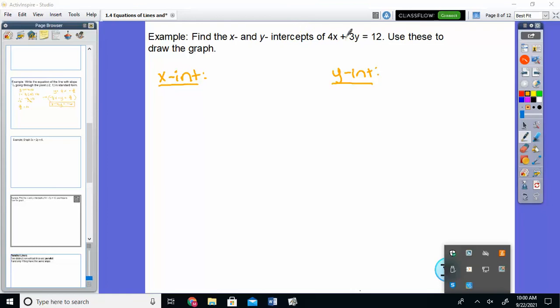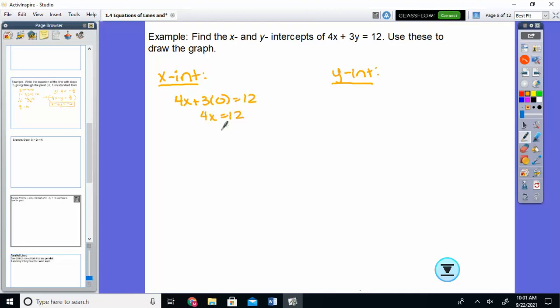So you can do cover-up method if you want. X-intercept, you cover up the y, or think of it as plugging in a 0 for your y. So either way, you get 4x equals 12, so x is 3. So on my graph, we hit the x-axis at positive 3. If I asked for the ordered pair, what would it be? 3, 0.